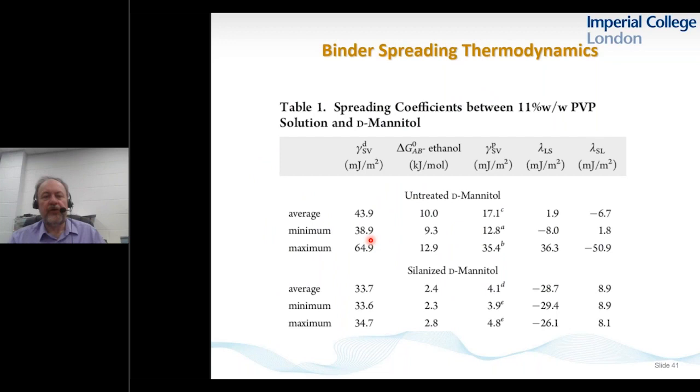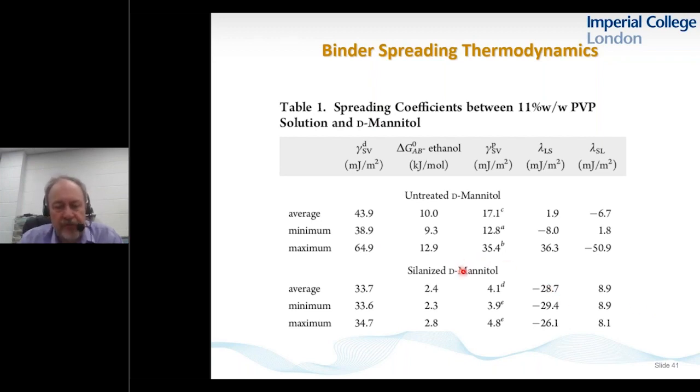So the first thing we've got here is we determine the spreading coefficient. This is using the wettability data for the powders and using the surface properties of the actual wetting solutions. We can predict whether or not the liquid will wet the surface or not wet the surface. So what we're looking at here is the spreading coefficient, and that tells us whether or not the liquid is going to spread.